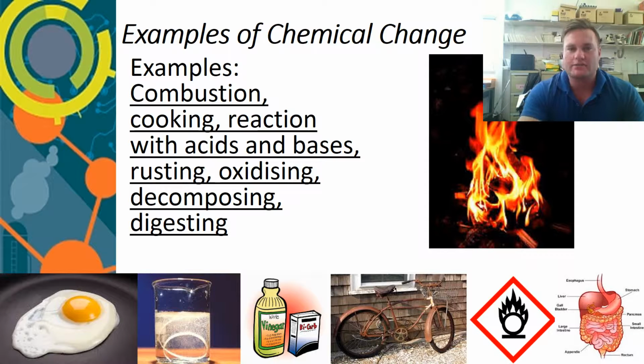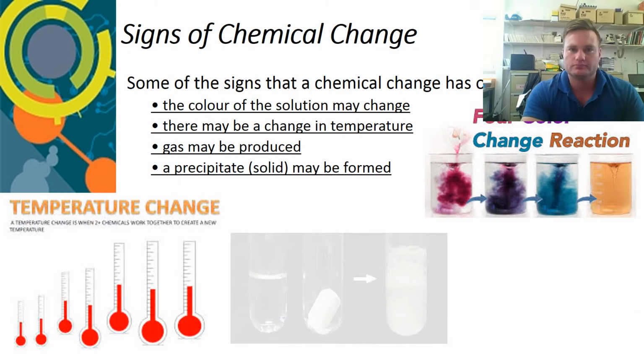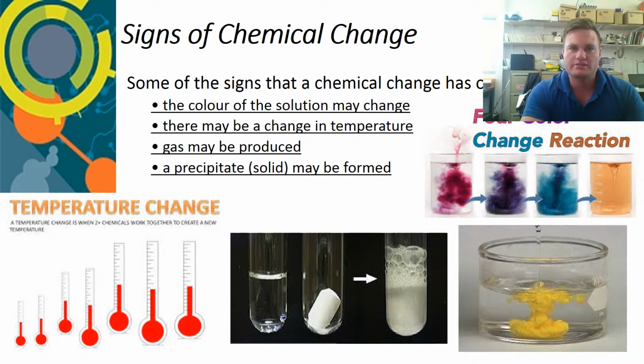Some of our examples of chemical change: combustion, cooking things like eggs, reactions with acids and bases, oxidizing like rusting, decomposing, and digesting. With a chemical change, once a change has happened, it's very, very hard to get it to go back to its original form. Some of the signs of a chemical change: the color may have changed. There may have been a change in temperature. A gas may have been produced or may be a precipitate.